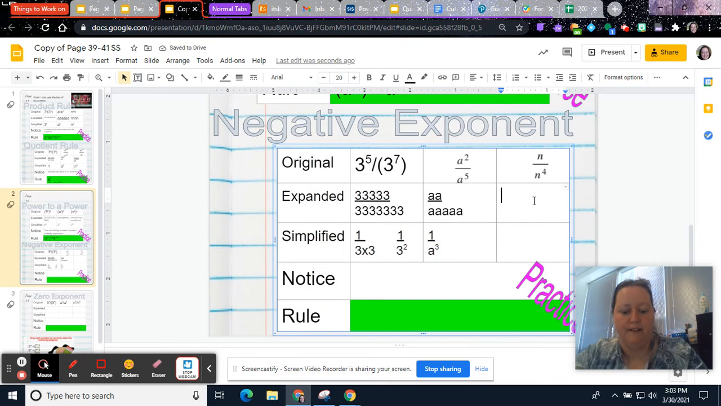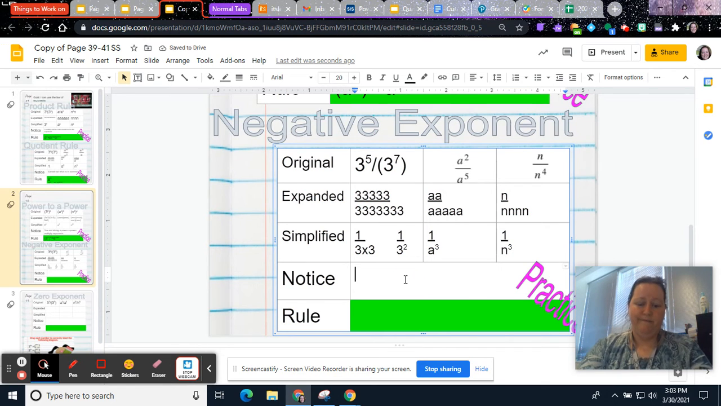Okay, on this one, you'd have n over n times n times n times n. And then when I look here, only one of those is going to cross out. So I'm going to have 1 on top. And then I'm going to have 3 left on bottom. So what are you noticing? The answer is in the bottom of the fraction.